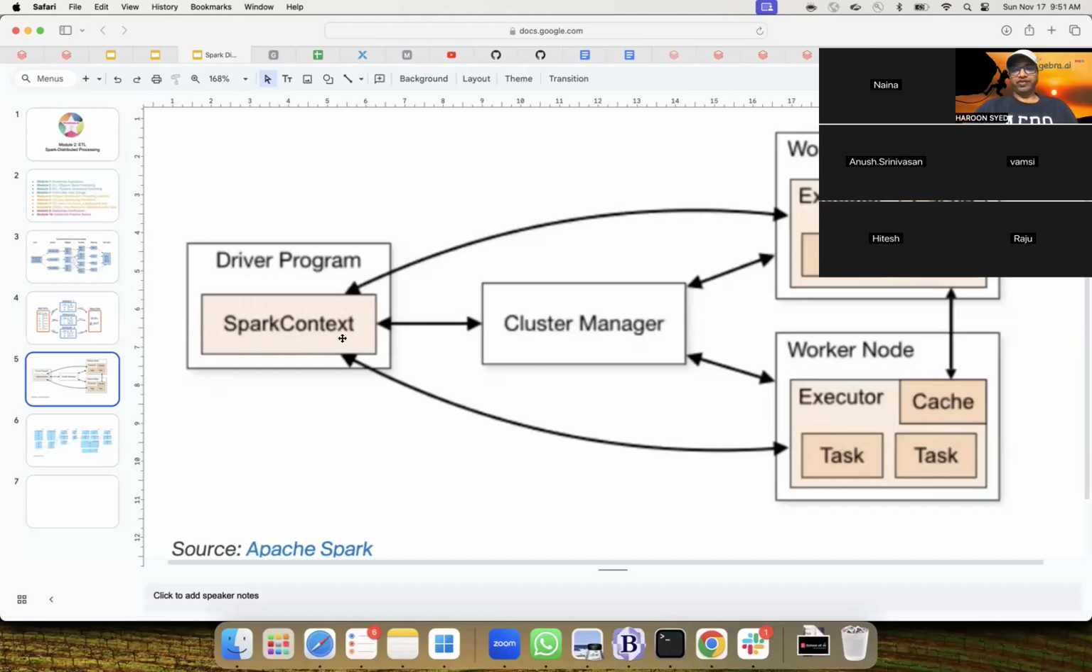Or if I want to say filter, that filter is sent to each executor. So each executor will apply that filter to the data they hold on that machine. So this Spark context will directly talk to the worker nodes. Yes, that's what I'm saying.